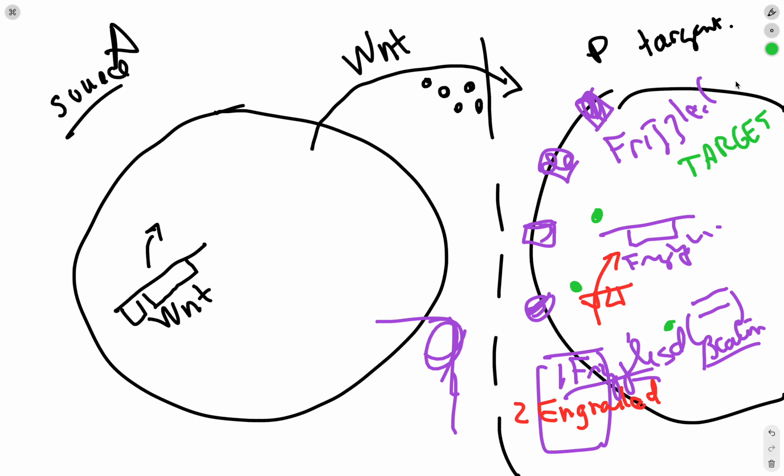And why is Engrailed on our list? Engrailed in our story is comparable to the role that myogenin played in our muscle story. Engrailed is a transcription factor, and so it's going to help activate target genes that are posterior genes.